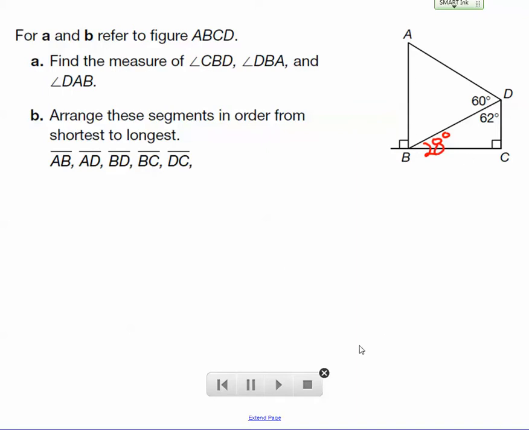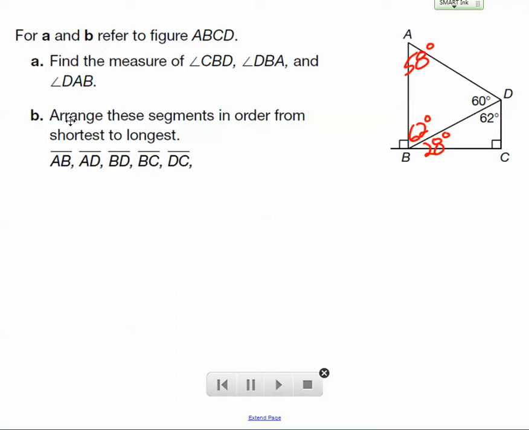So then I can determine that ABD is 62 degrees because 62 plus 28 is 90 degrees. And lastly, now that I've got two angles of triangle ABD, I can figure out the third angle, and angle A must be 58 degrees because 58 plus 62 plus 60 is 180 degrees. So I've done part A.